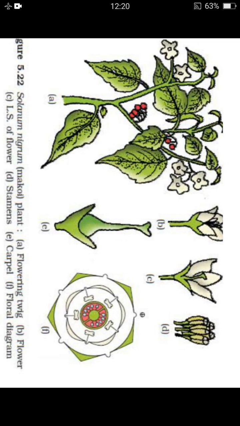It is nothing but corolla. It is diagram number B and C. Corolla includes petals. They are 5 in number. Next, united. If the sepals are united, it is called gamosepalous. If the petals are united, it is called gamopetalous.